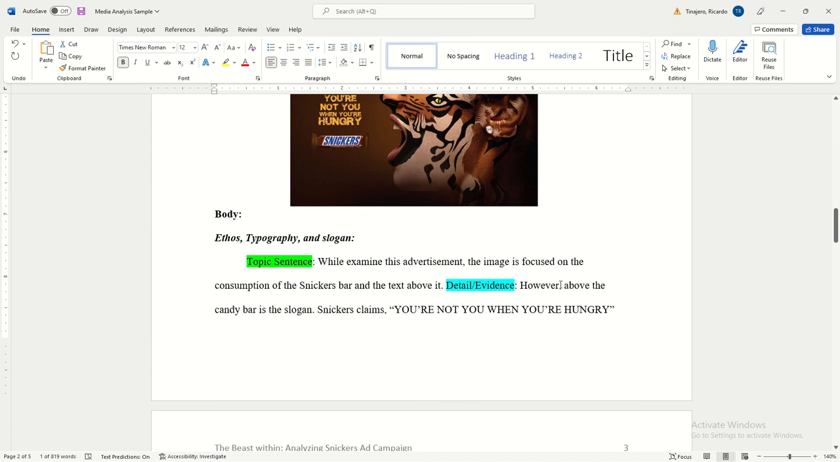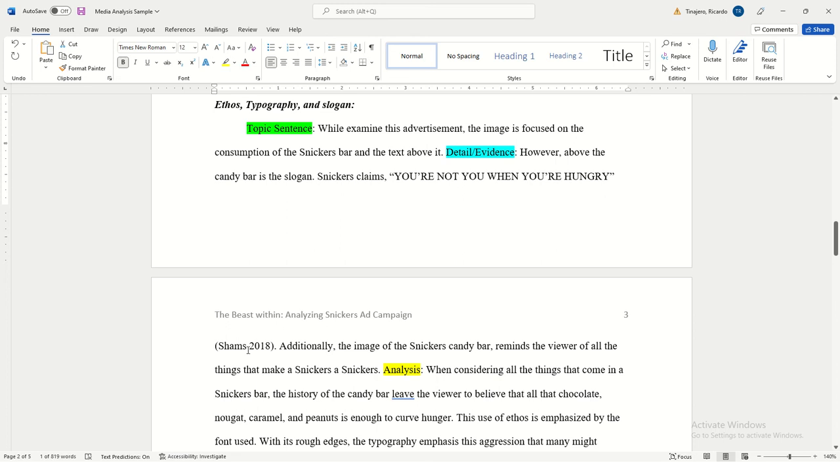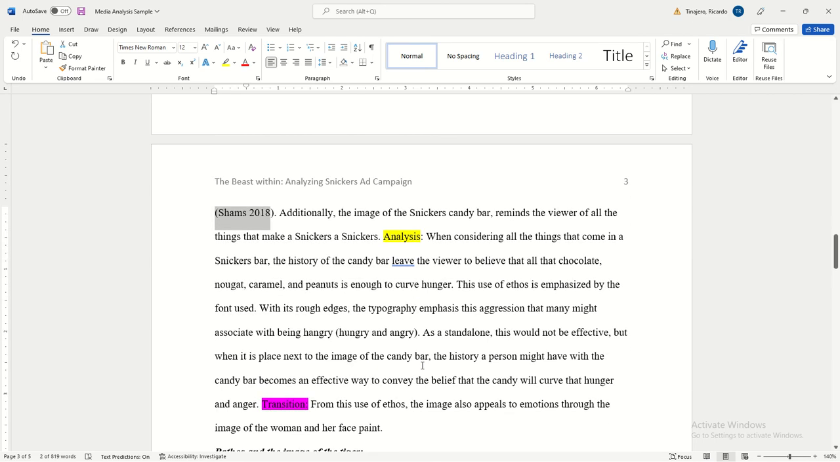So, however, above the candy bar is a slogan, and Snickers claims you're not you when you're hungry. So this is going to be a signal phrase followed by quoted text and a parenthetical citation, because when we get to the next page, you'll see it says Shams 2018. We're going to cover this in-text citation in a little bit more detail when we get to the PowerPoint. But after that, I include additional evidence by talking about how everything is made to remind the viewer of the Snickers, right? And so when I'm analyzing it, I'm going to be talking about those things specifically.